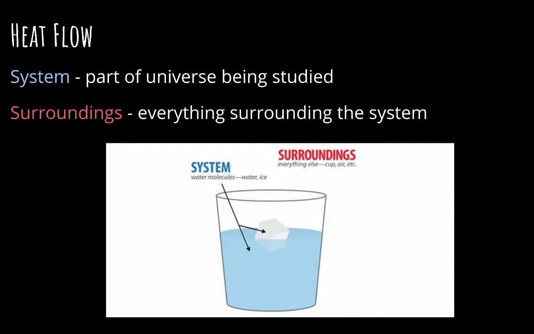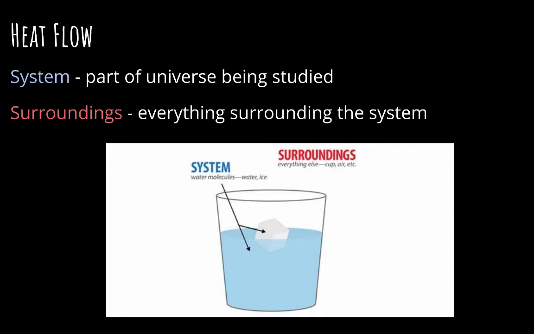Another thing we have to define when we're talking about heat is the system versus the surroundings. Now, this is a little bit confusing because there's not really a definite definition for either one of these. The system is the part of the universe being studied, but as the researcher, you're the one that decides what the system is. If we are doing labs in chemistry, the system is usually whatever is contained in the beaker, whatever is containing the chemical reaction that we're studying. The surroundings then is everything else.